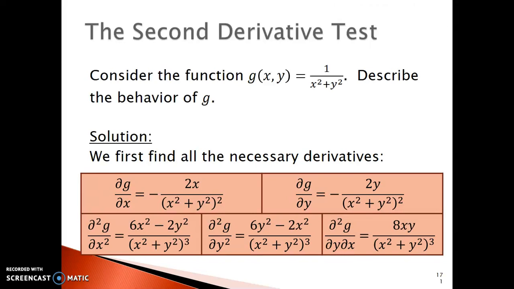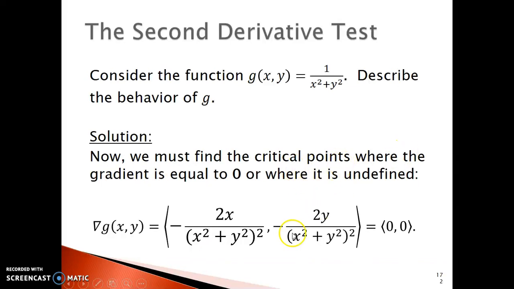Now, the gradient, remember, would be the vector valued function where this is the first component and this is the second component. And so, to find critical points, we would be looking at where the gradient is equal to the 0 vector. So under what conditions would the gradient produce the 0 vector? Those would be critical points, as well as under what conditions is the gradient undefined? Those would also be critical points.